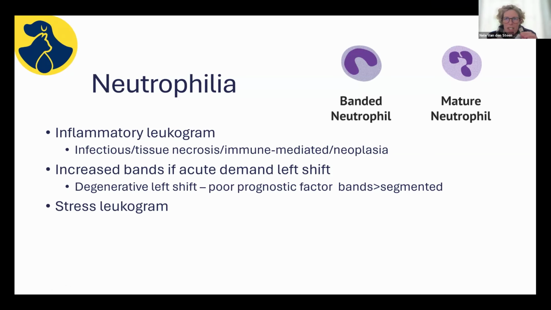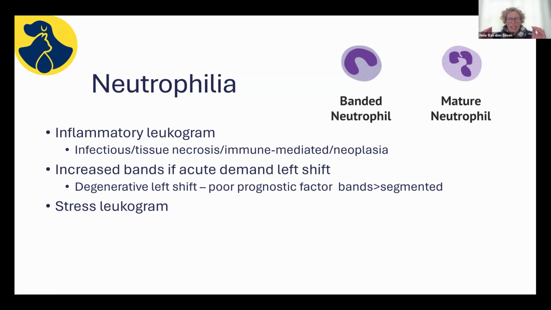The problem with the degenerative left shift is that your demand is so high that your bone marrow is kicking out a lot of neutrophils at an early stage, but a lot of them don't make it to maturity; they get destroyed or used before they can get to that mature stage. So that is not a good situation to be in. If you've got more bands than mature neutrophils, that is generally a negative prognostic factor. You've got a severe issue going on here, okay?